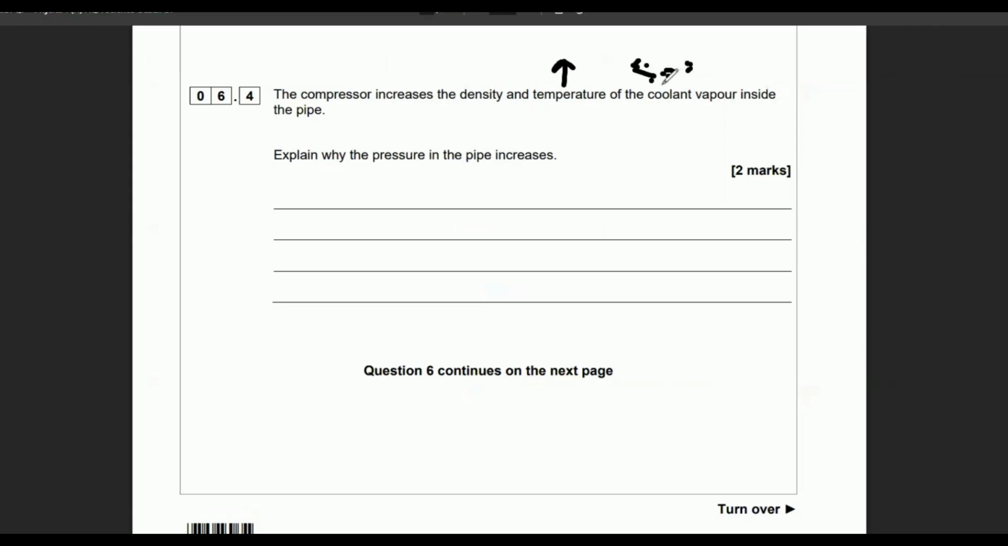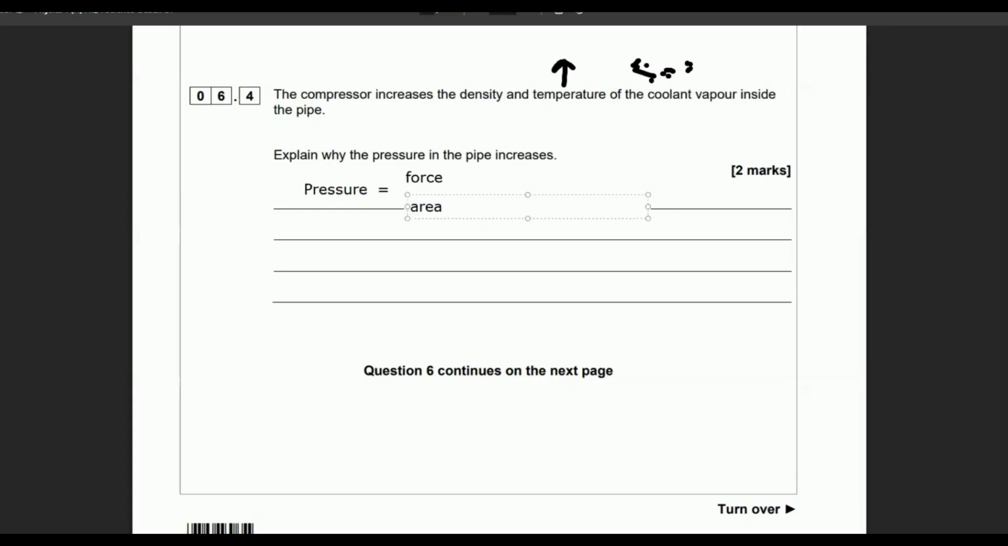And when they zip about faster, they're going to slam into each other more, and we're going to end up with more collisions over an area of the pipe's walls, and that will increase the pressure because hopefully you remember that pressure is equal, and this is a good thing to remember in physics, pressure is equal to force divided by area.